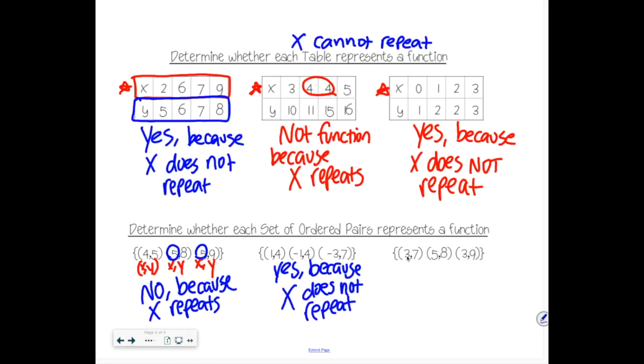All right, in this last one, we have an X of 3, an X of 5, an X of 3 again. So that 3 is repeating. I found a repeating X. That means that is not a function. So I'm going to write no, because X repeats.